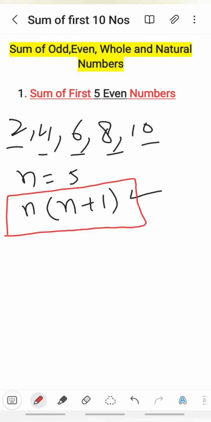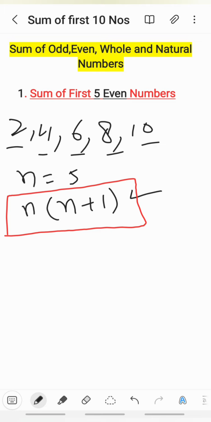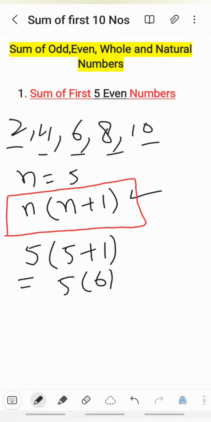By putting the values in this formula, we get n equal to 5, so 5 into 5 plus 1. So we get 5 into 6, which is equal to 30. So the sum of the first five even numbers is 30. If we count these numbers in the normal conventional way, we will get the same answer, 30.